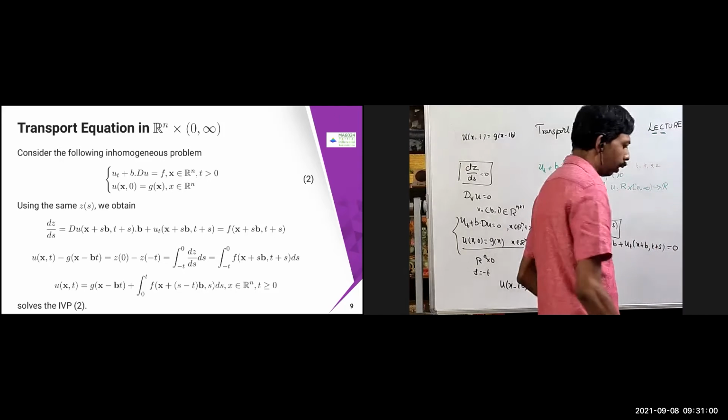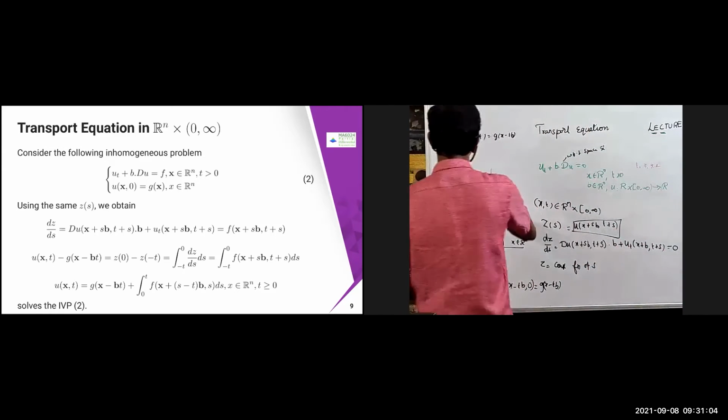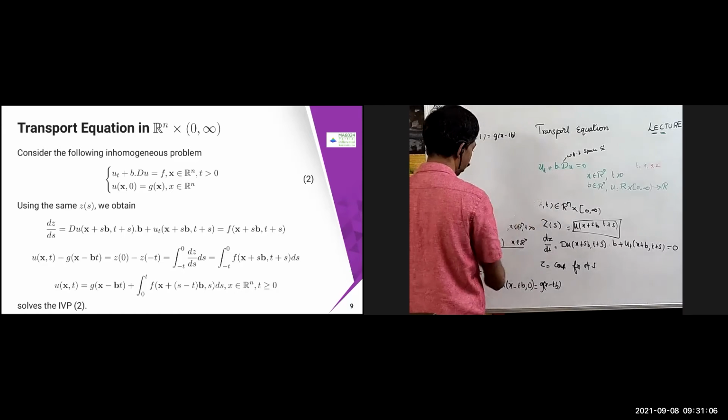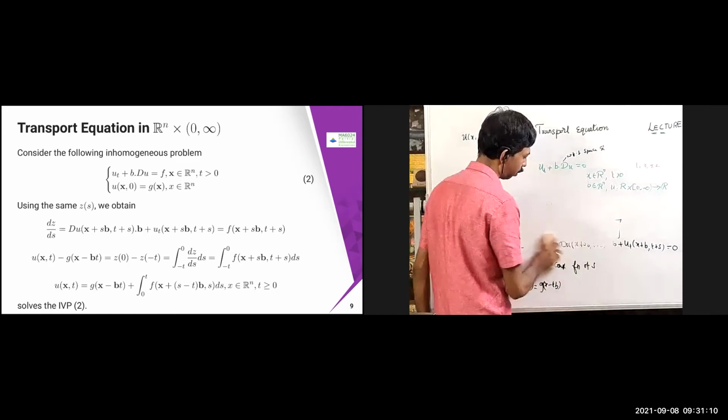Now let us complicate the problem a little further. We have some source term also there. Any doubts on this one? Any doubts?